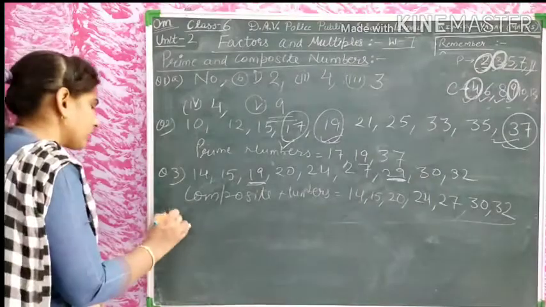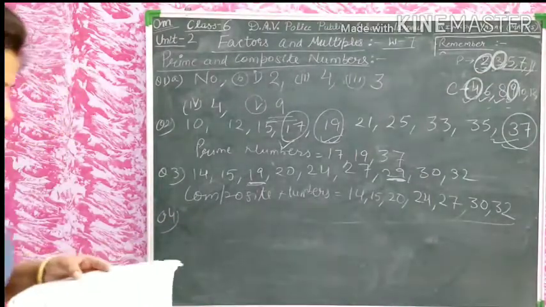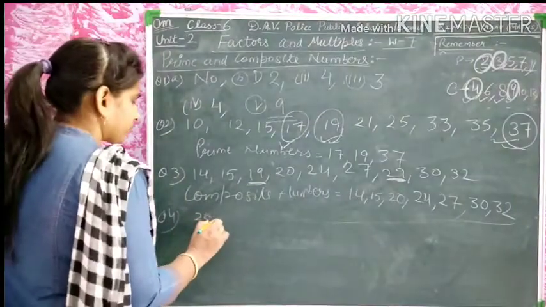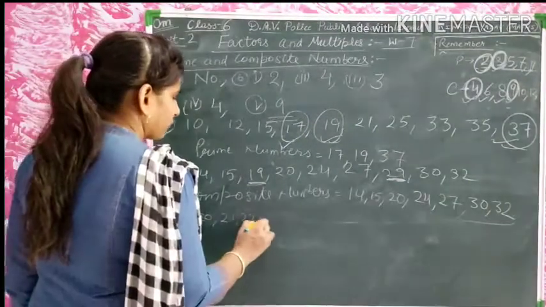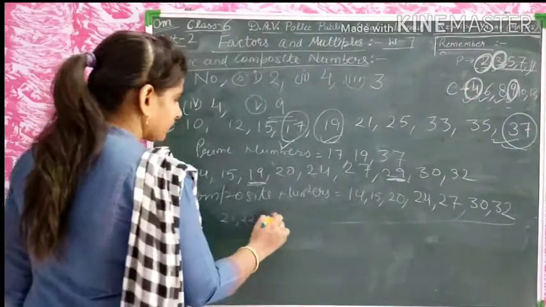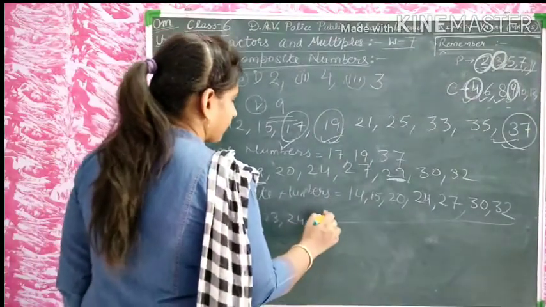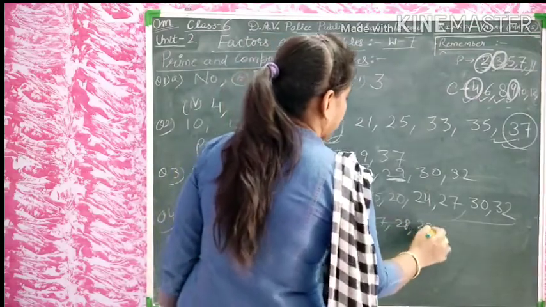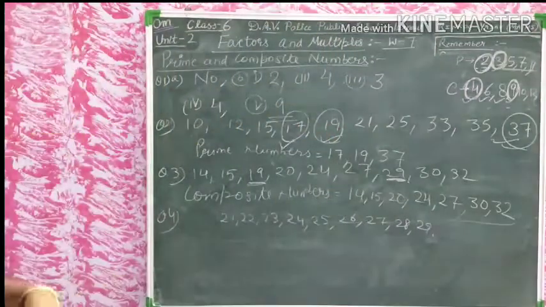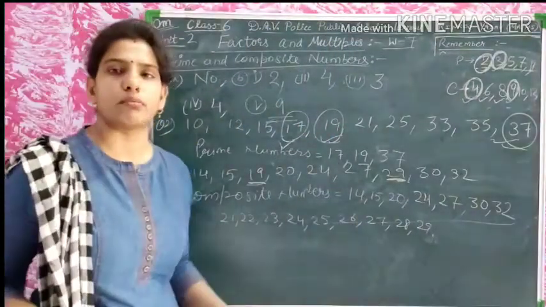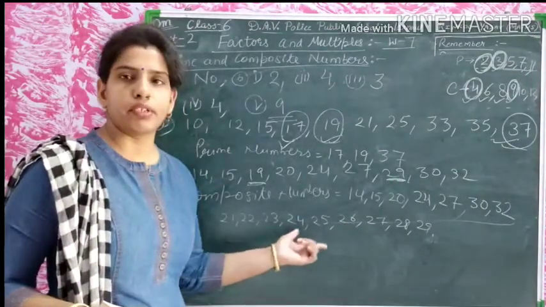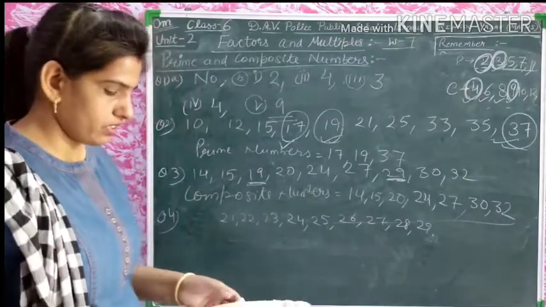Now we will go to question number 4. Write all the prime numbers between 20 and 30. 20, 21, 22, 23, 24, 25, 26, 27, 28 and 29. We have to write here the prime numbers between 20 and 30.